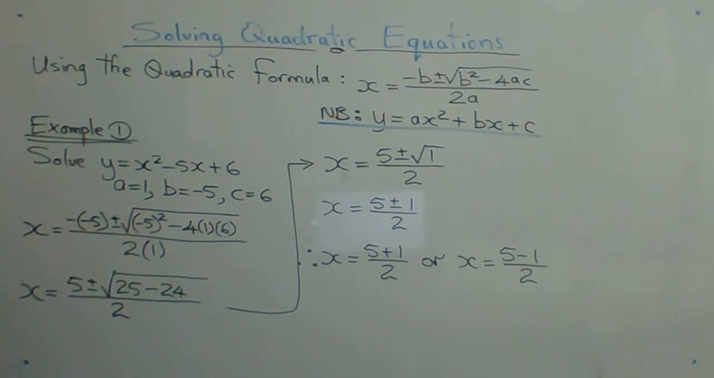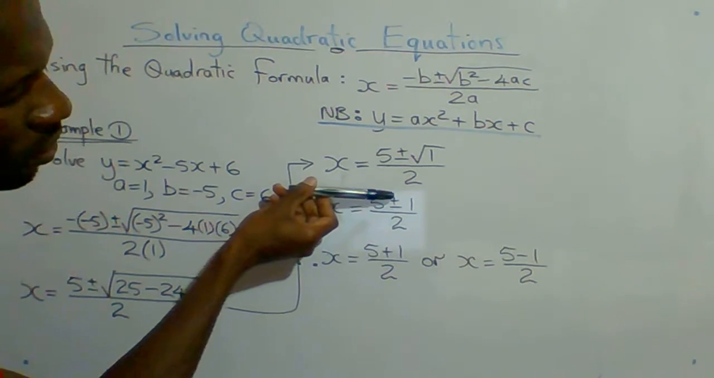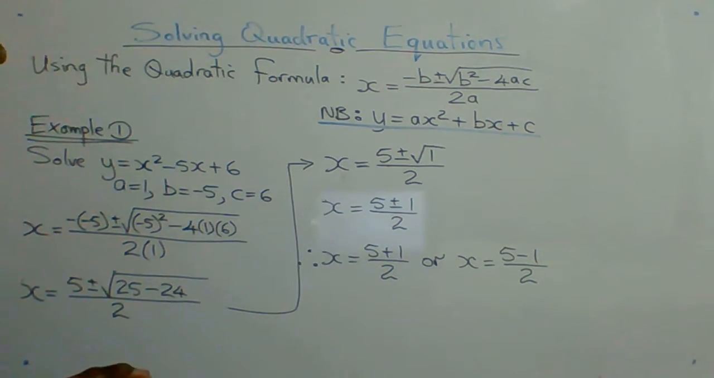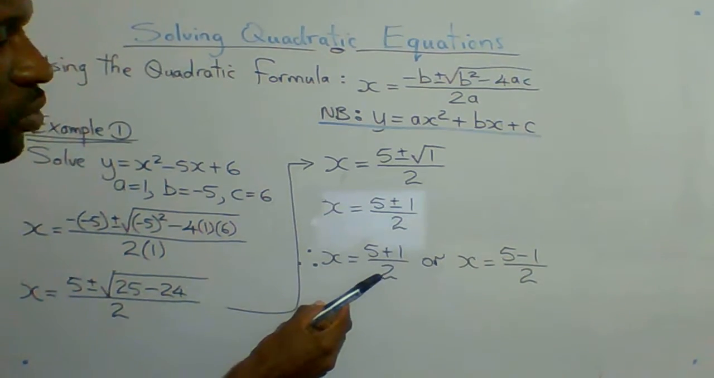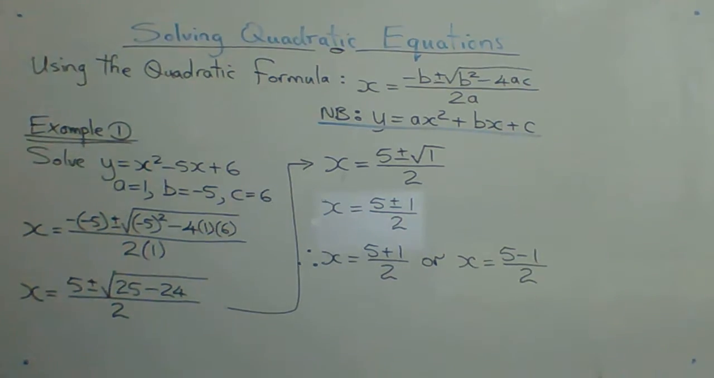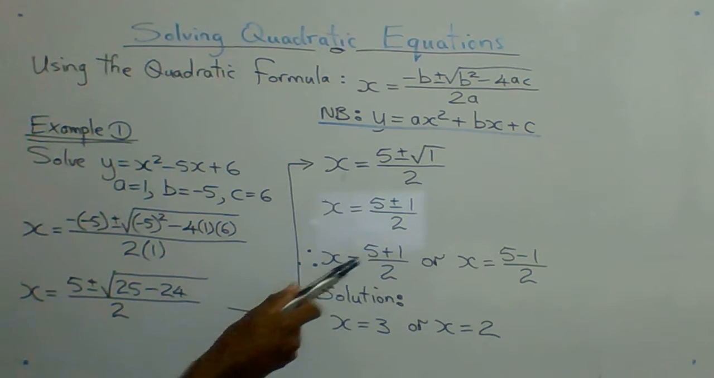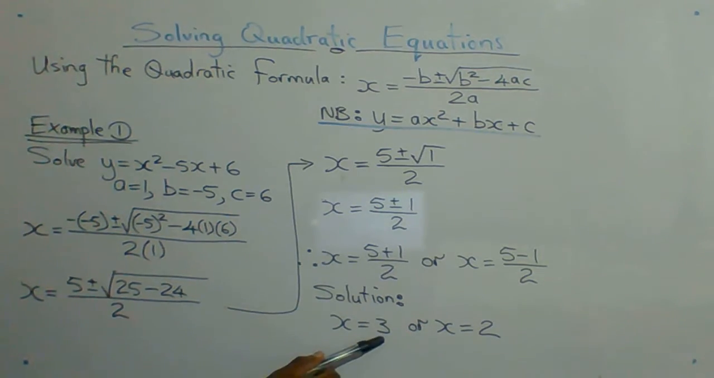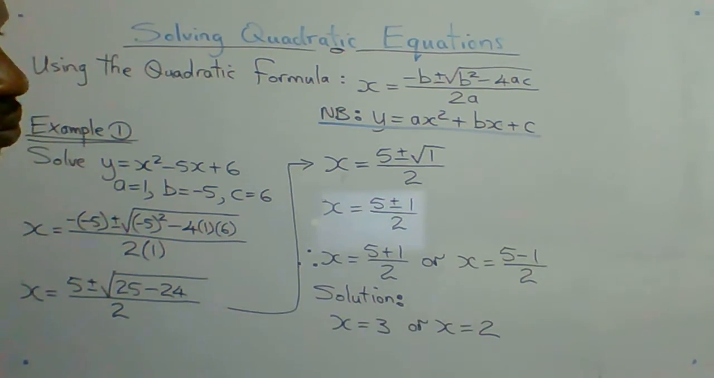So now, by using each sign, which are the plus and the minus, independently, we have 5 plus 1 divided by 2, or we have 5 minus 1 divided by 2. So our solution shows that x is equal to 5 plus 1 divided by 2, which is 3, or x is equal to 5 minus 1 divided by 2, which is 2.